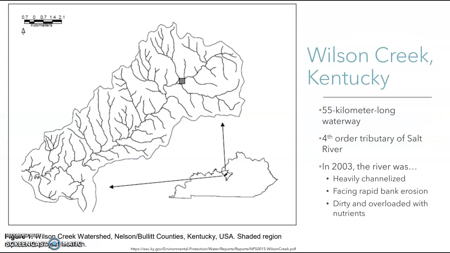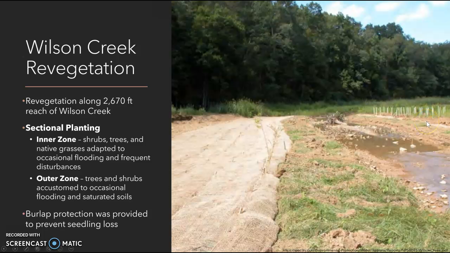But despite these potential limits, revegetation is still widely used. And one such example was the work done at Wilson Creek. Wilson Creek is a 55-kilometer long fourth order tributary of the Salt River located in Kentucky, in Bullitt and Nelson counties. In 2003, the creek was heavily channelized, resulting in rapid bank erosion and decreased water and soil quality. To address these concerns, multiple management strategies were used, but one of the primary focuses was the revegetation of riparian buffers along a 2,670-foot reach of the creek.